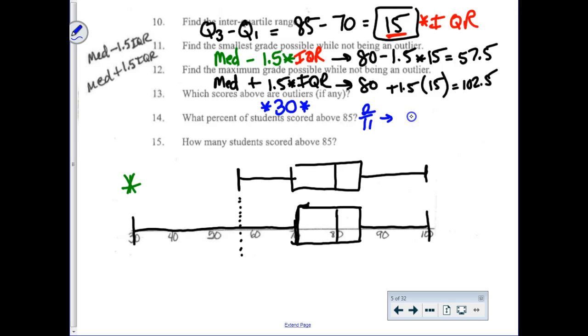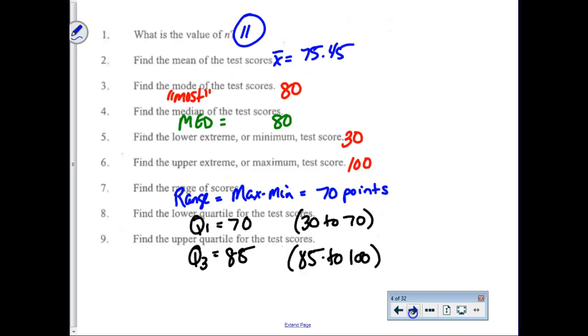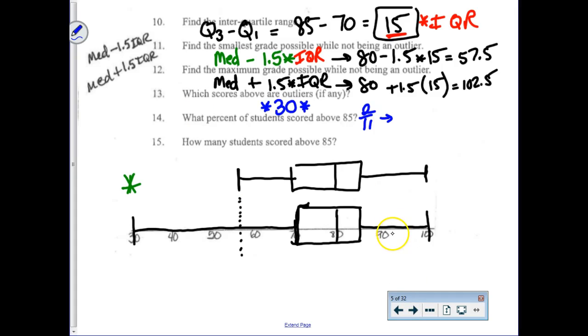So then I thought, okay, maybe they wanted me to count the 85 as well. Wasn't there an 85 in that data set? Yeah. So then it's 3 out of 11, and that's not exactly 25% either. It's close. It's closer. Yes, I'm with you.